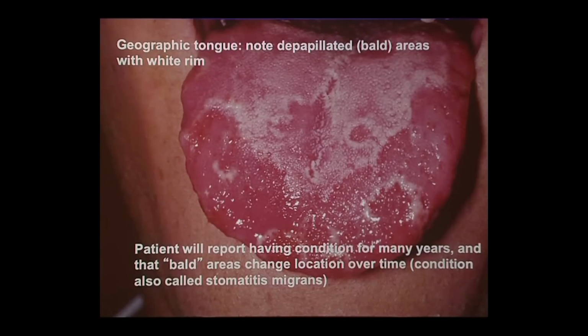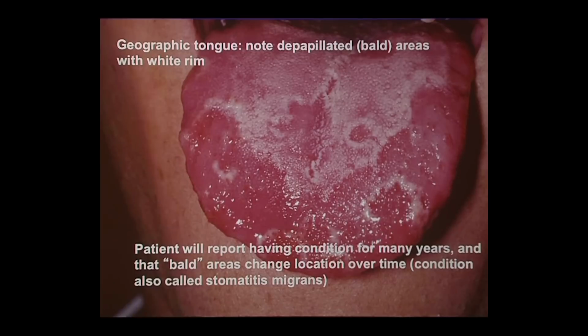So this is an example of a geographic tongue, and so you can see why I call these bald areas. See how here you have the filiform papillae. That's actually the way the tongue's supposed to look, and now in this area, there's no papillae. See, this area is depapillated, and then it is surrounded by kind of a little white rim. And this is going on sort of elsewhere in the tongue.